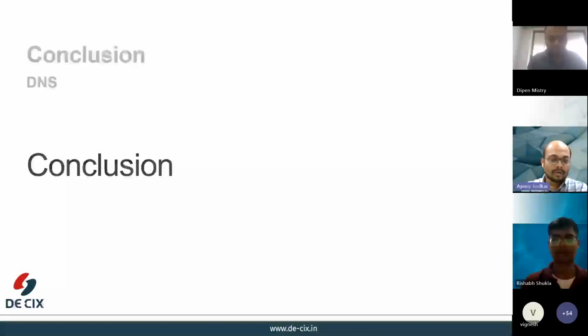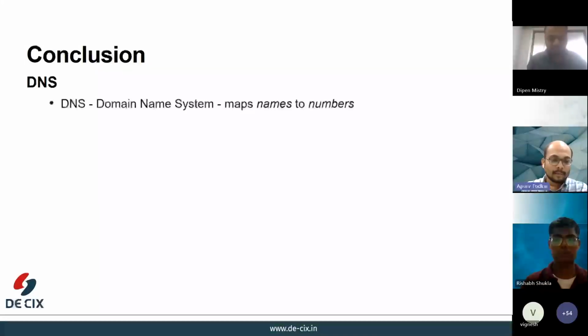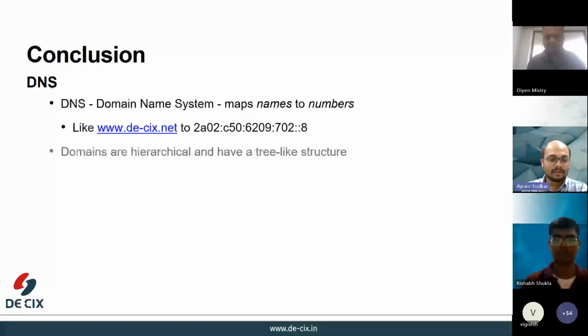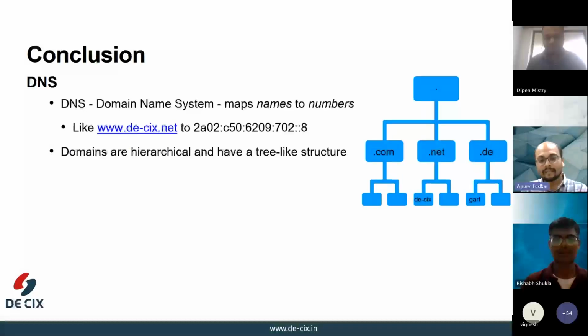So coming up to our conclusion, let's sum up the things that we have covered. DNS maps the names to the numbers, and here for the example, www.dkix.net translates to some IPv6 IP address when you look up via DNS queries.